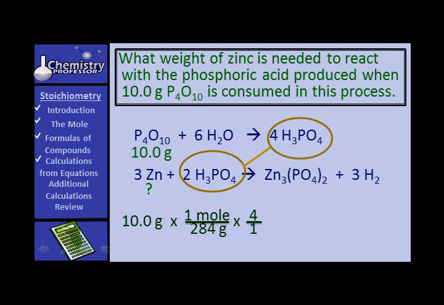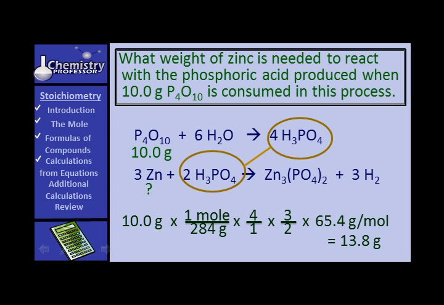So we are already at the phosphoric acid in the second equation, so we just go to zinc. And the ratio between the phosphoric acid and the zinc is defined in the second equation as 3 moles of zinc to 2 moles of phosphoric acid. Now we are at moles of zinc. We can exit on quantity by multiplying by 65.4 grams per mole. And that gives us our solution of 13.8 grams of zinc.